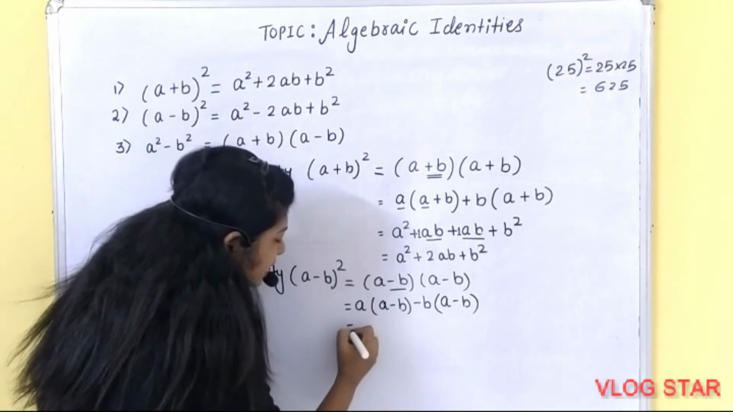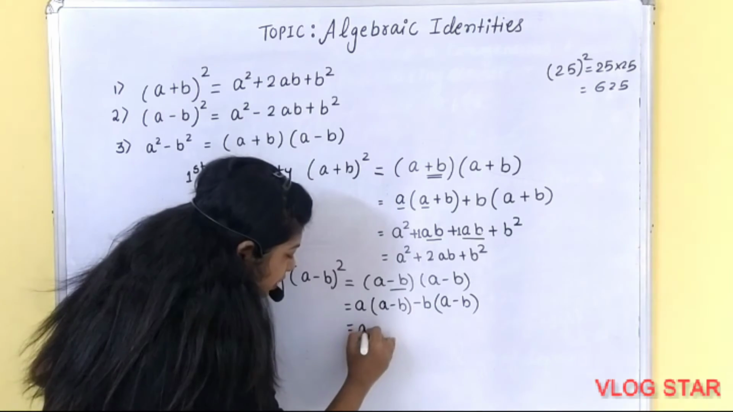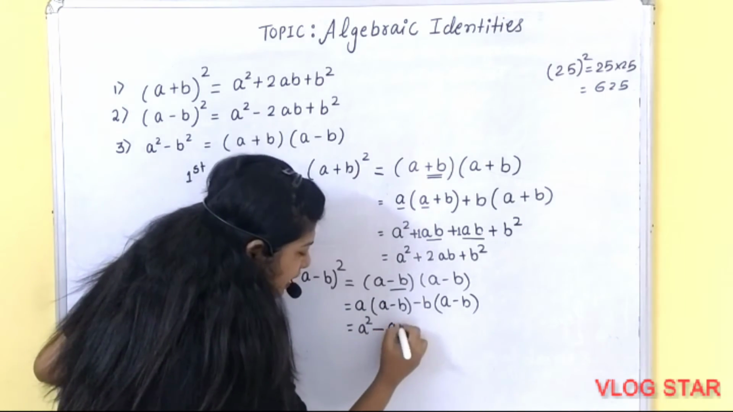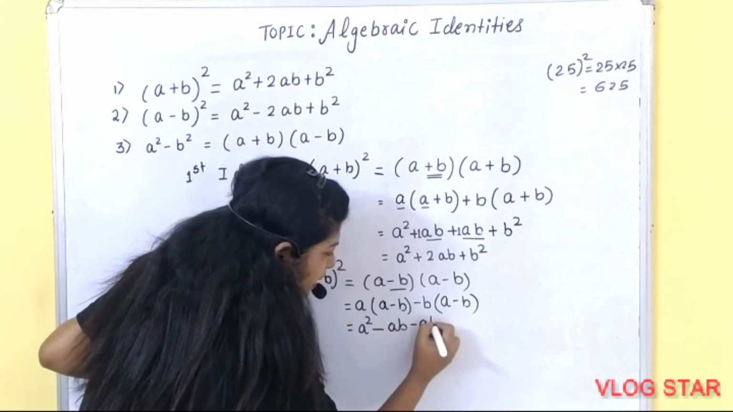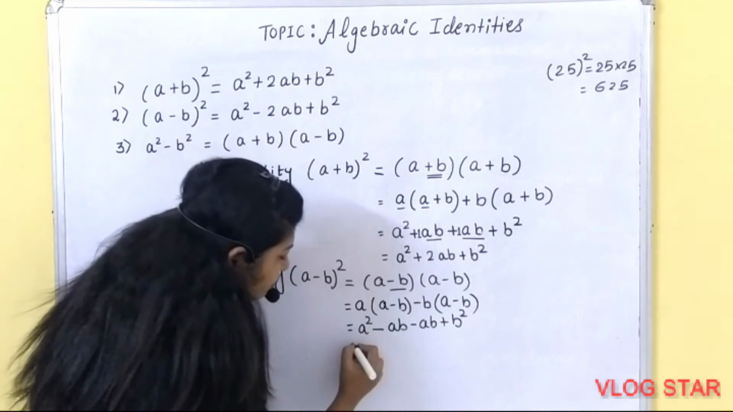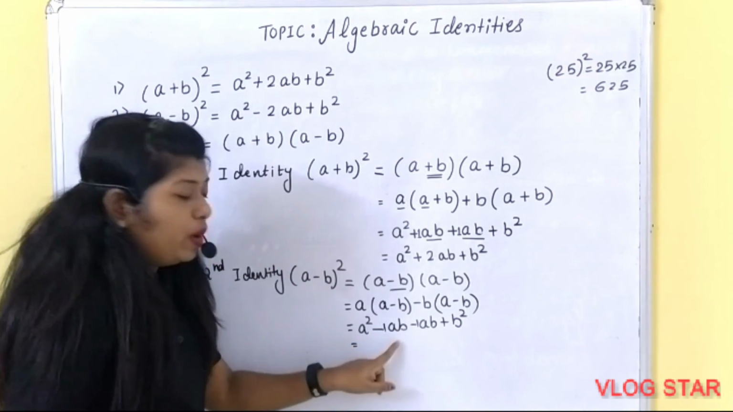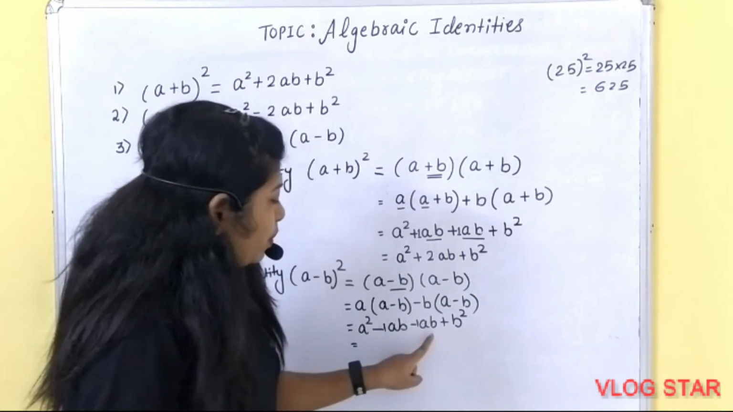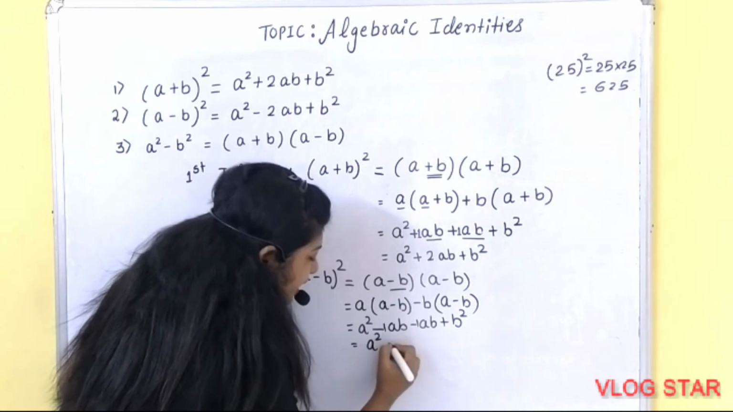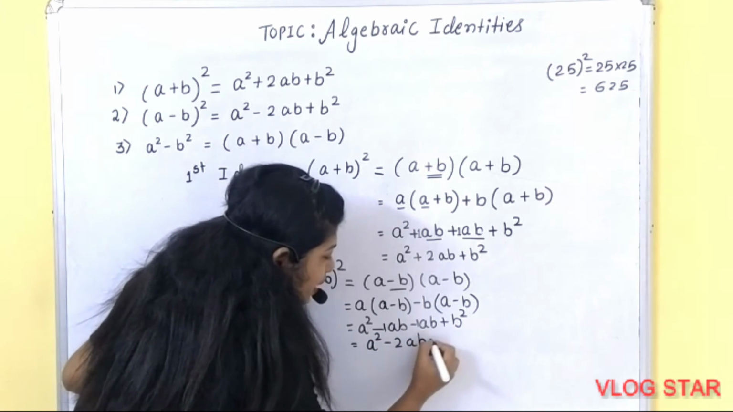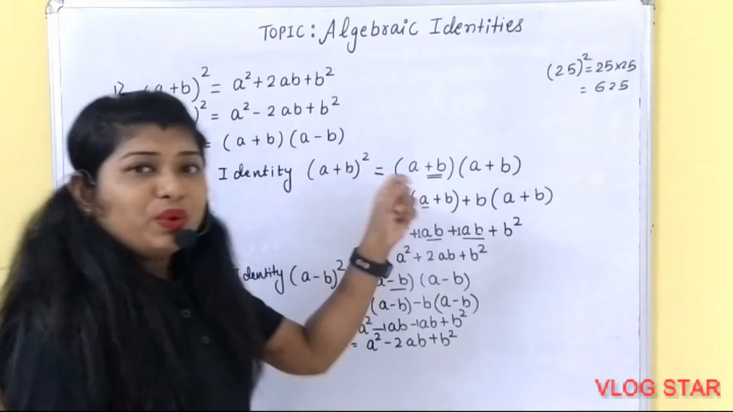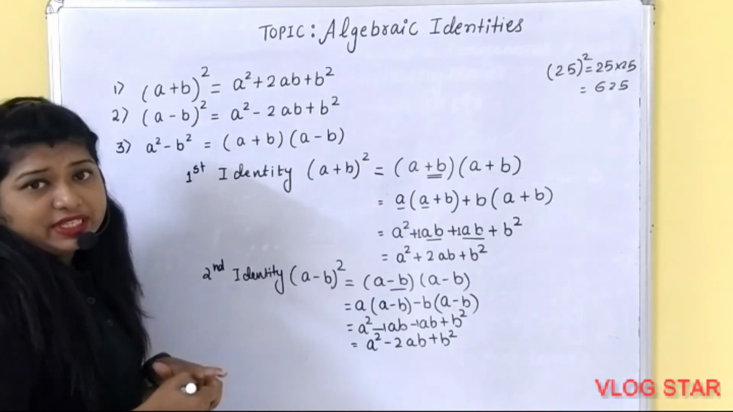If you open that bracket, a into a will be a square, plus into minus will be minus, a into b is ab, so minus ab, and minus into minus will be plus b square. If you add them, as I told you, what is the coefficient over here? It is 1. What is the coefficient over here? It is 1. So if you club them, you will get a square minus 2ab plus b square. I hope you have understood how to get the right hand side for the second identity.